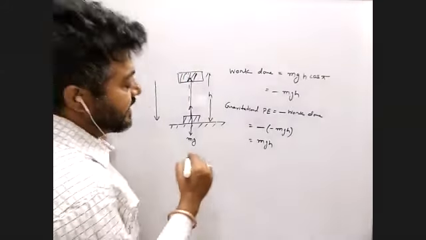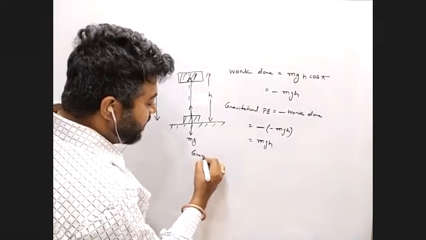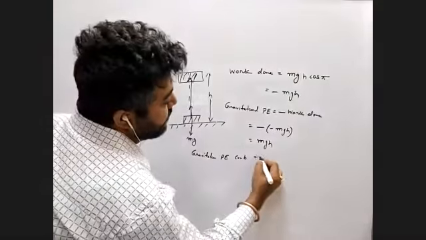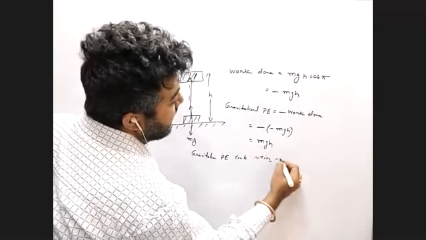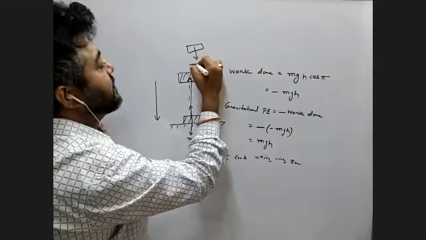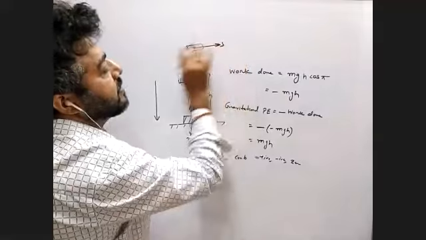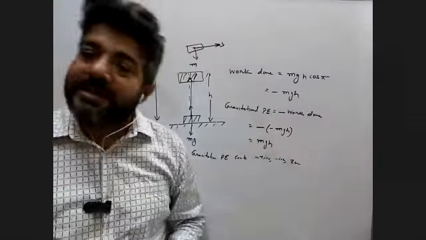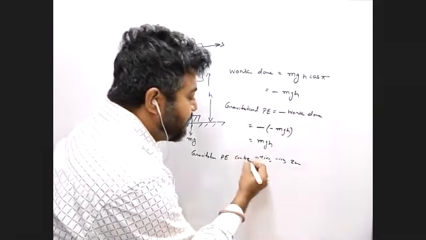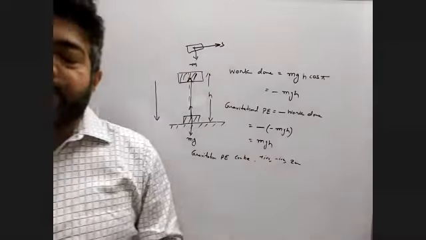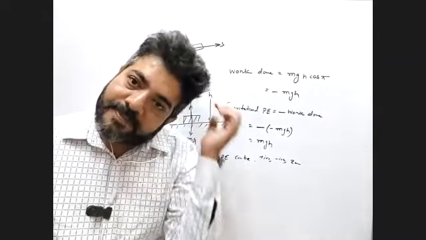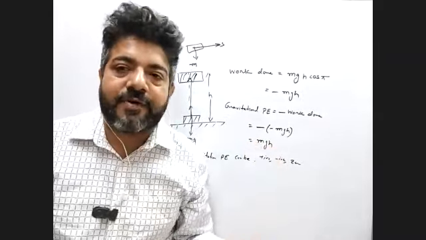So what we can say is that gravitational potential energy can be positive, can be negative, can be zero. How is it zero? Suppose mg is acting downward and you are moving it 90 degree to that, which is also possible. So gravitational potential energy can be positive, negative, or zero. Is it clear? I just want to give you that information.